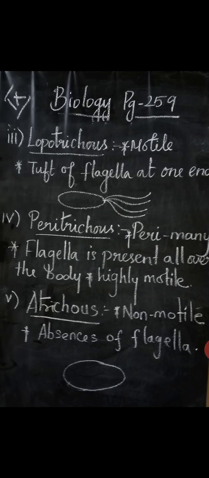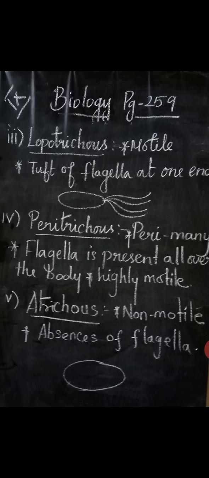Next one, lophotrichous. This lophotrichous is also motile. Motile means the bacteria can move from one place to another place. They have a tuft of flagella at one end, a cluster of flagella present at one end alone. It is called lophotrichous. The best example for this lophotrichous is Pseudomonas.